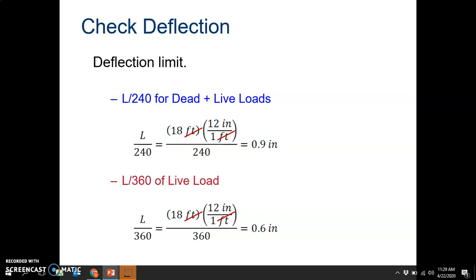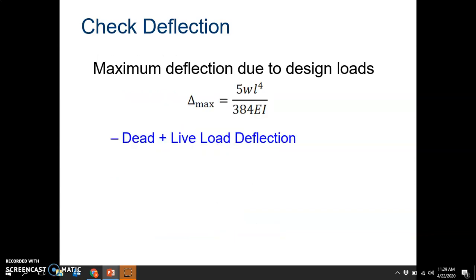Now let's check what we actually have. That's what's allowed right here. What we actually have is from this equation right here, which will be given in the beam shortcut worksheet, 5WL to the fourth divided by 384 EI. W is the pounds per linear foot. L is the length of the beam in inches. E is the modulus of elasticity in PSI. And I is the inertia measured in inches to the fourth, which you get from the website.